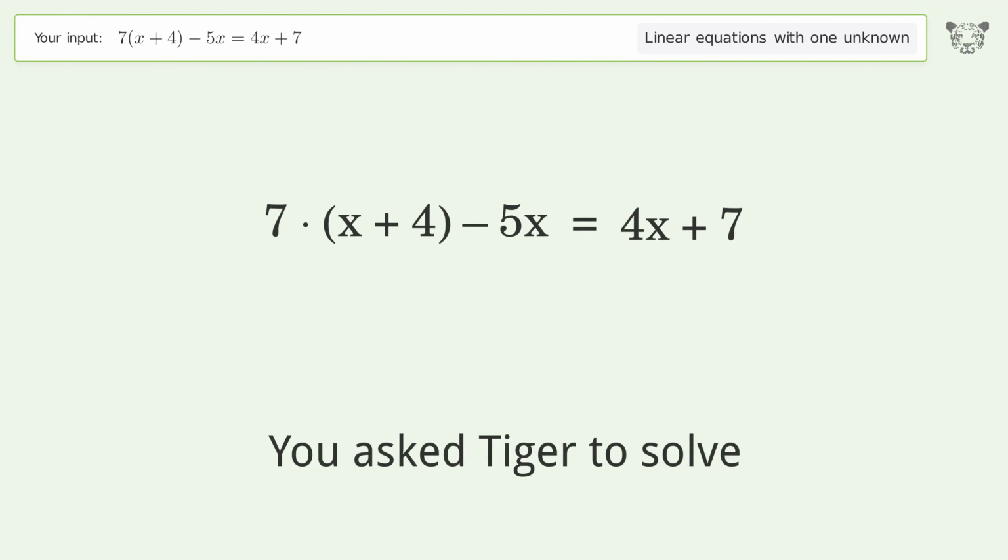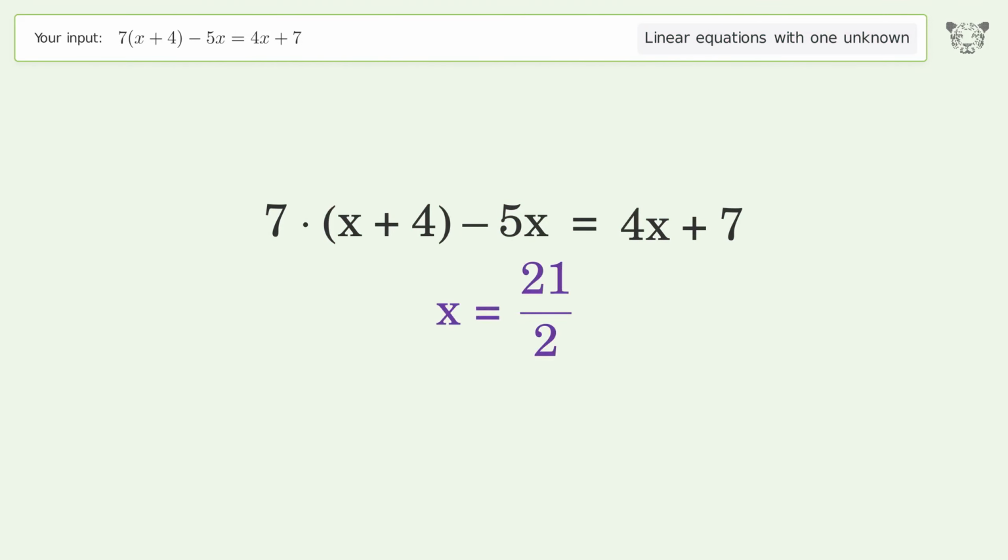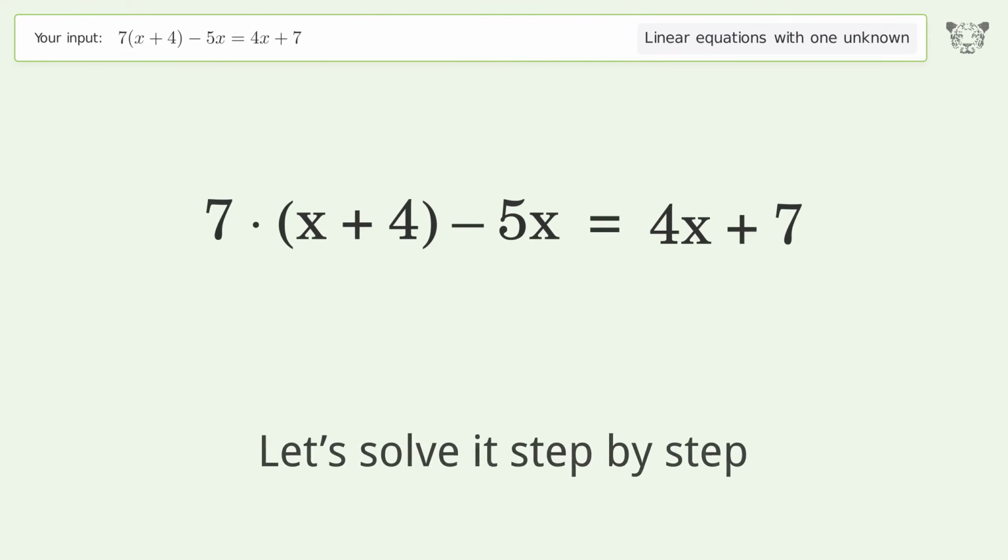You ask Tiger to solve this. It deals with linear equations with one unknown. The final result is x equals 21/2. Let's solve it step by step.